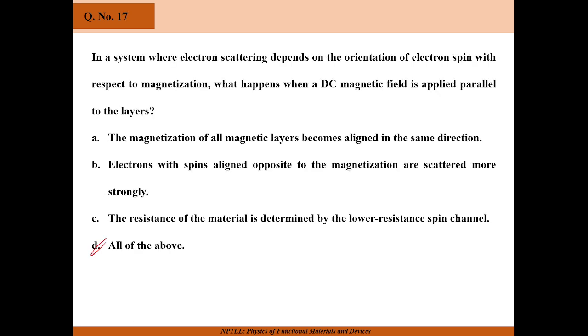In a system where electron scattering depends on the orientation of the electron spin with respect to magnetization, what happens when a DC magnetic field is applied parallel to these layers? The magnetization of all magnetic layers becomes aligned in the same direction. Electrons with spin aligned opposite to the magnetization are scattered more strongly. The resistance of the material is determined by the lower resistance channel. All these are observed when a DC magnetic field is applied parallel to the base.